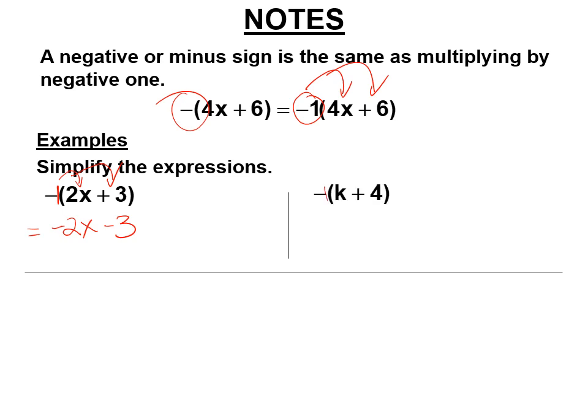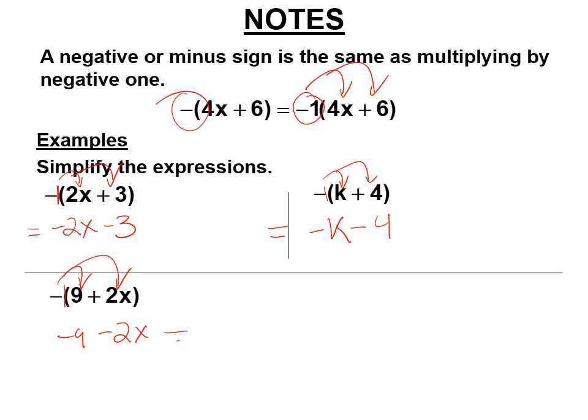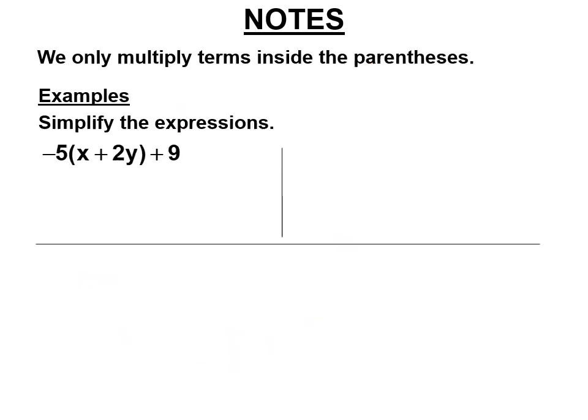So this is negative 1k, but you're not going to write negative 1k. You're just going to write negative k. Negative 1 times 4 is negative 4. So this is negative k minus 4. Negative 1 times 9 is negative 9. Negative 1 times 2x is negative 2x. That's in the wrong order. So you're going to put minus 2x and make it negative 2x. And the negative 9 is switching around. It's going to become minus 9.